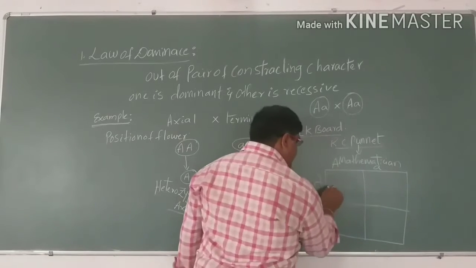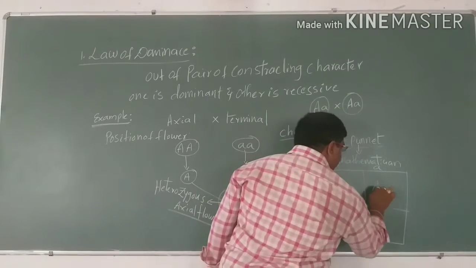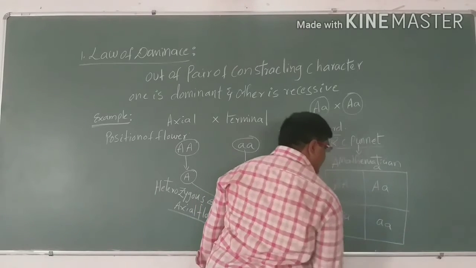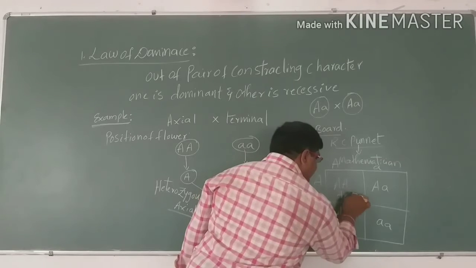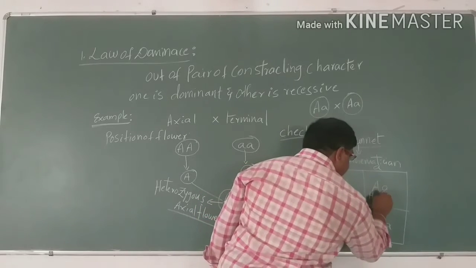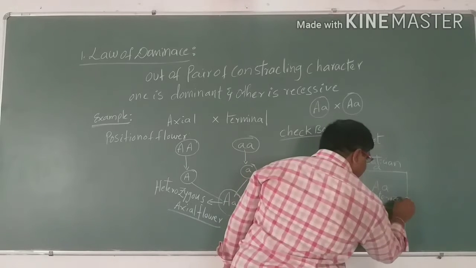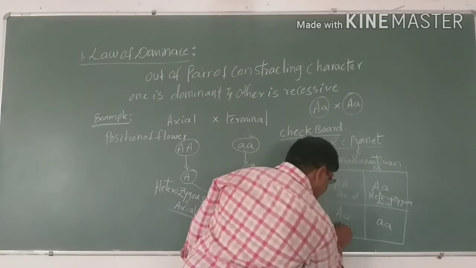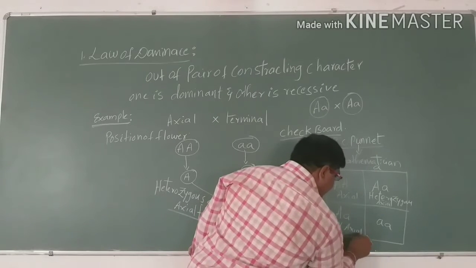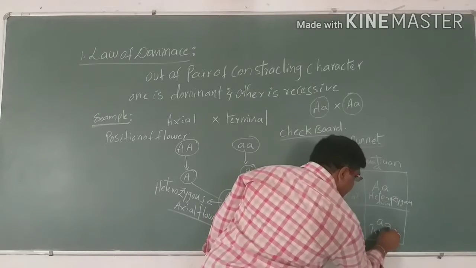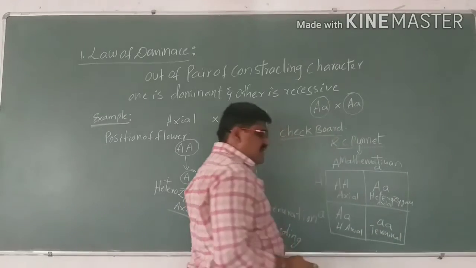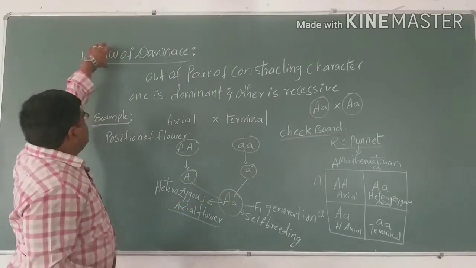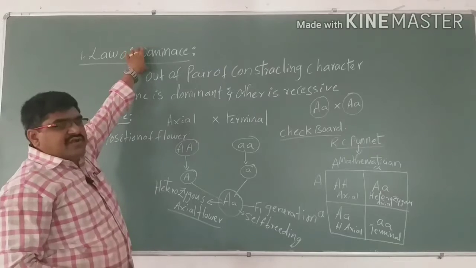So when we place capital A, capital A, capital A, small a, capital A, small a, and small a, small a, we produce axial, heterozygous axial, heterozygous axial, and terminal. This shows that these are the dominant characters, which means this law is the law of dominance. What is dominant?